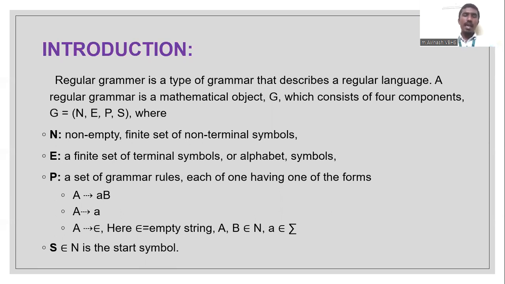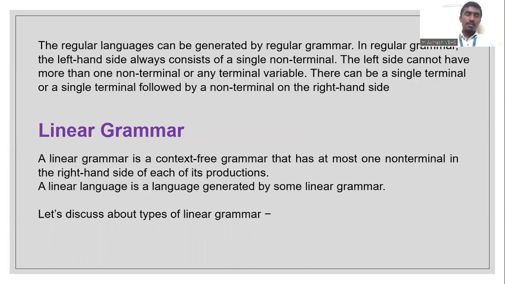Grammar rules, each one having one of these forms: A → aB, A → a, A → ε. Here epsilon is equal to the empty string. A, B belong to N, a belongs to Σ, and S belongs to N is the start symbol. The regular language can be generated by regular grammar.